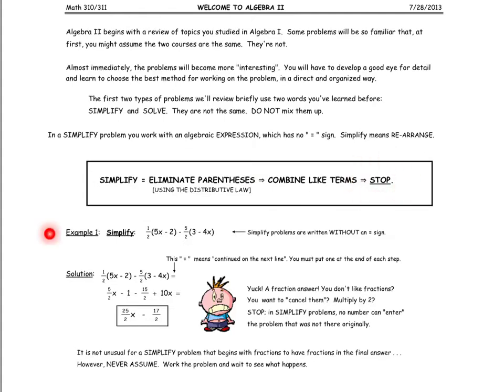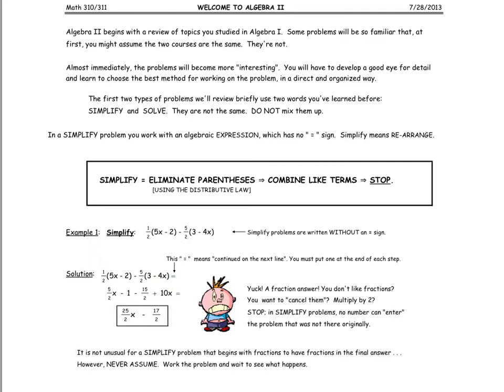Example 1 is a simplify problem. It has a number in front of parentheses to multiply and a second number in a second set of parentheses, and you'll notice on the end there's no equal sign because you're not solving an equation, you're simplifying an expression. When it comes time to do the solution, however, an equal sign suddenly appears. That's because you're going to be putting it in. Equals means continued on the next line, and there on the next line is the multiplication.